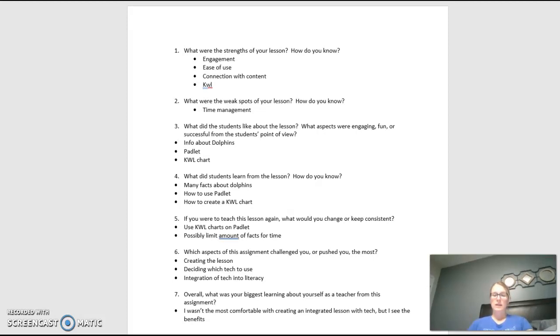Number three, what did the students like about the lesson? What aspects were engaging, fun, or successful? I kind of touched on this in number one, but the information about the dolphins. Afterwards, she ran up and was telling everybody about what she had learned. So I know that she really liked learning about the dolphins, and you could tell she was just very excited and enjoyed all of it. And then she really liked the Padlet. I did some reflection questions at the end, and she would definitely use Padlet again.